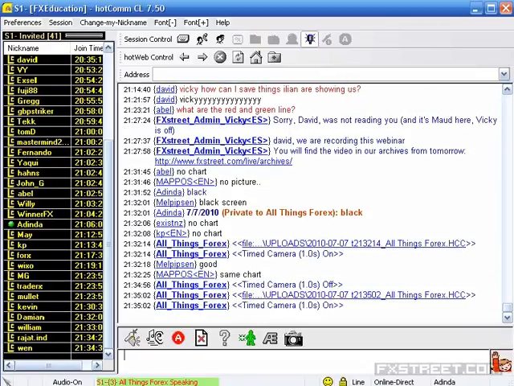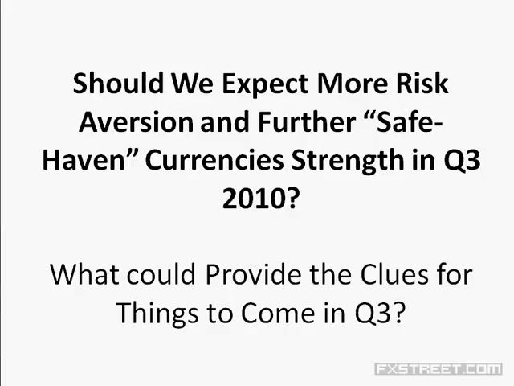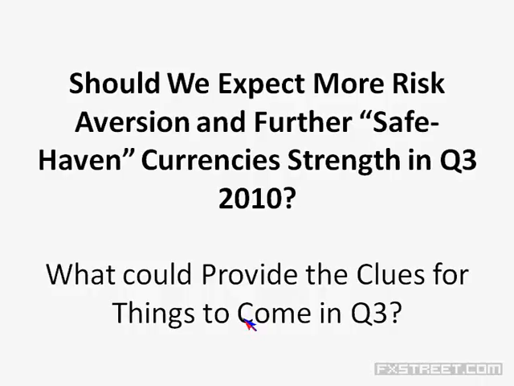But also what's very important for us, currency traders, is to find out the answer to these other couple of questions. Should we expect more risk aversion and further safe haven currency strength in the third quarter of 2010, which ultimately means more strength for the US dollar, the Japanese yen, and the Swiss franc? And what could provide the clues for things to come in the third quarter? Because technically we're already seeing what's happening. I don't have time today to take a look at other currency majors and other currency pairs. So that's why we're focused on the euro against the US dollar as the most popular currency pair. But what could provide the clues for things to come in the third quarter?